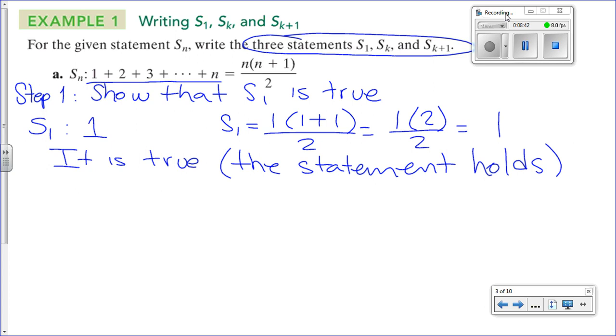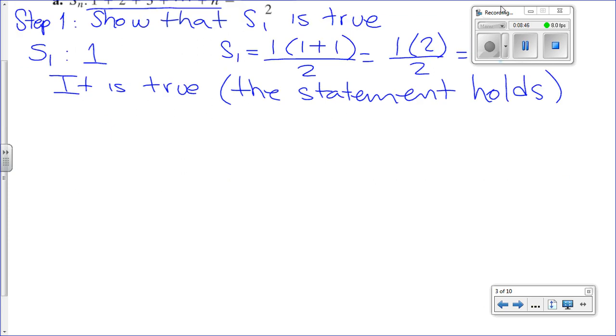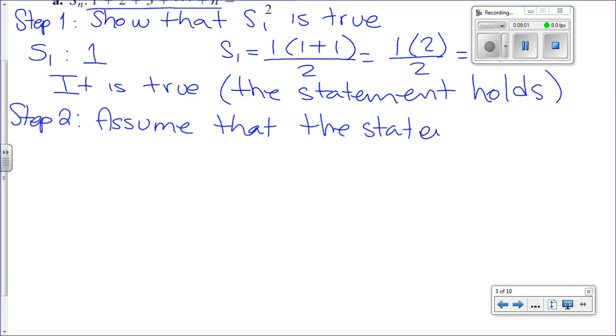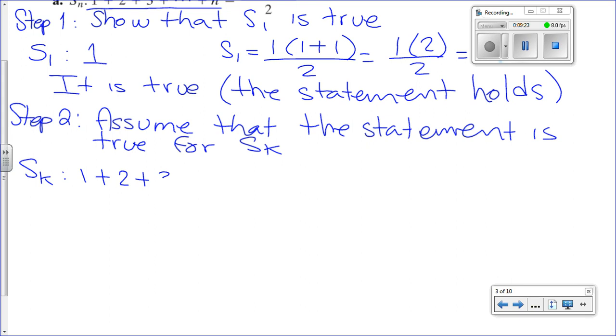Okay. All right, so now let's go to step number 2. And remember step number 2, I told you we're just going to make an assumption. So we're going to assume that the statement is true for S sub k. So if the statement is true for S sub k, our assumption, it states the following. S sub k expanded will be 1 plus 2 plus 3, and here I'm going to use the dot, dot, dot, just to imply that there are some terms in between. We don't know how many, but there are some. And my last term will be k. K is just a constant, okay?